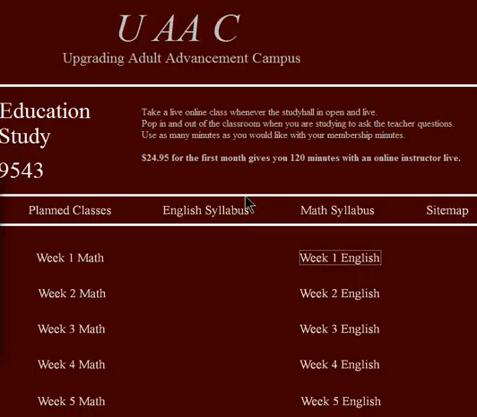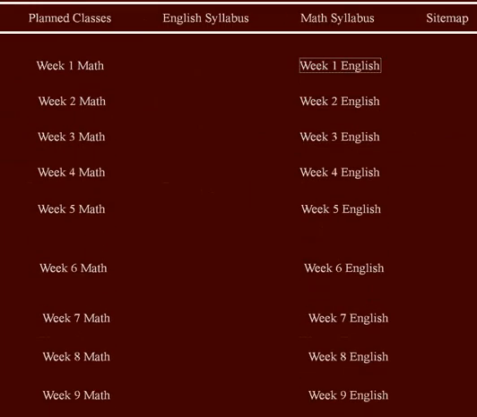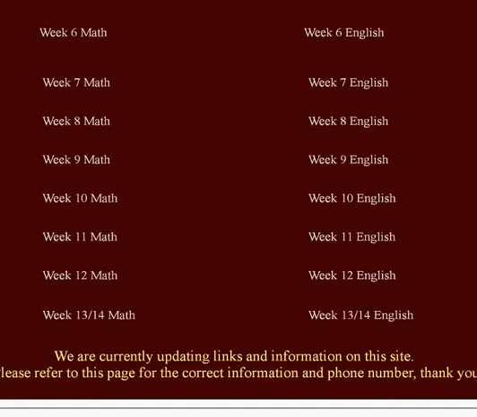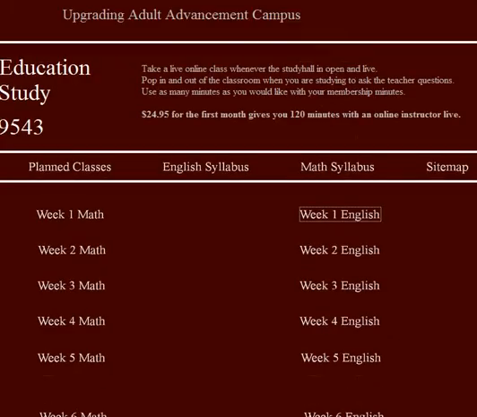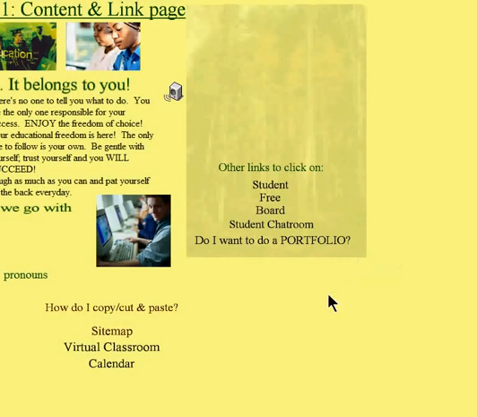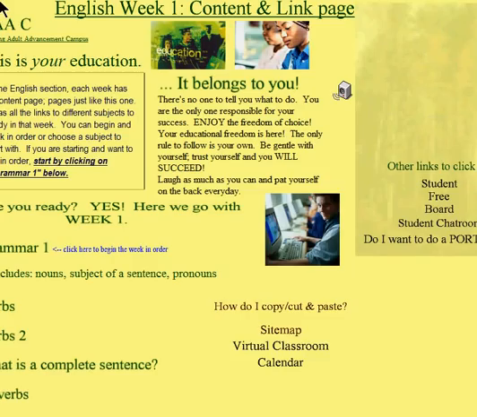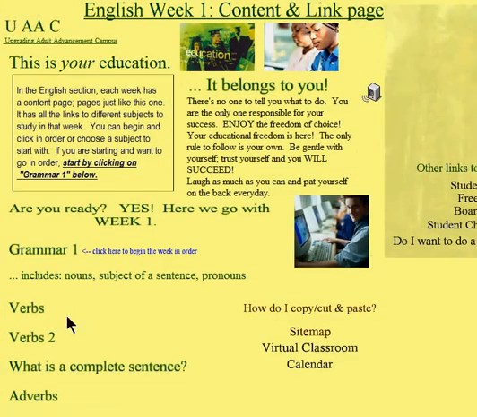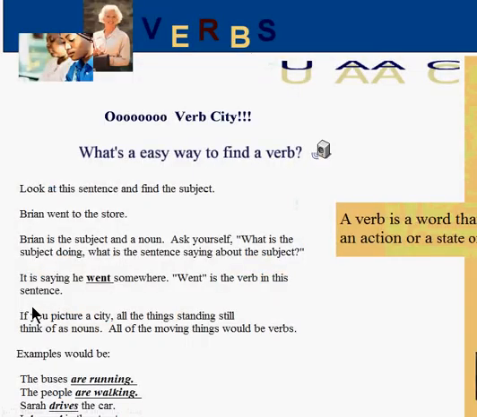We're going to start out at the index where we see all kinds of week 1, week 2 math, English, all the way down to 13-14 English and 13-14 math. We're going to choose week 1 English, and we'll get to an index page for the English, and I will try to move this over a little bit so that you can see the choices better. And we're going to work on verbs. So we're going to click on verbs to start with.